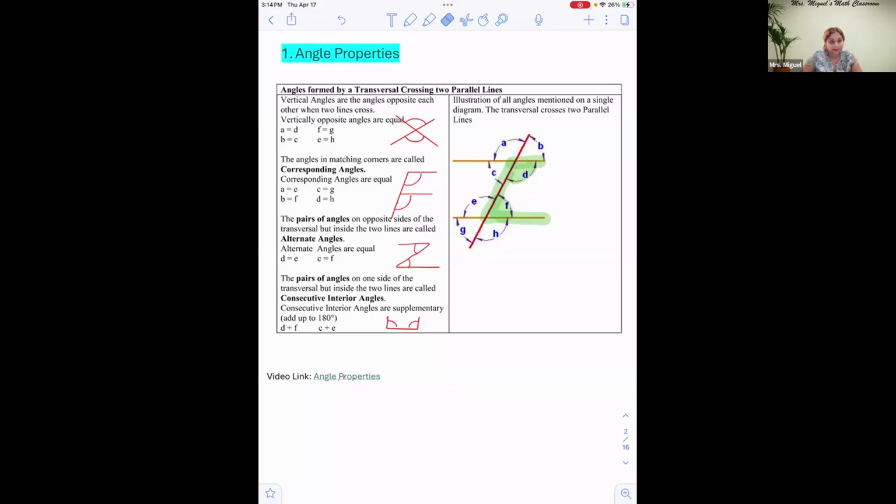Now we are expected to be familiar with at least these four angle properties. So when you get the note for today, please ensure that you look at the video and you learn the four angle properties. It will go a long way in answering the question.